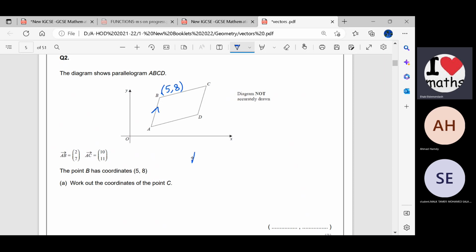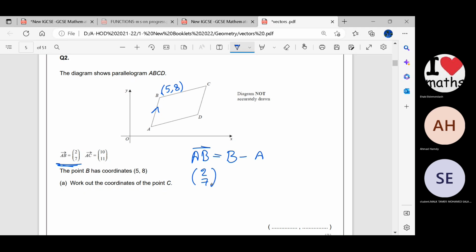حلو, جبتها ازاي؟ خلينا نقولها بس ان ستابس. هتبقى عباره عن كام؟ مين هي الاي بي؟ بي ماينس اي. مش كده ولا انا غلطان؟ مش الفيكتور اي بي هو عباره عن الفاينل ماينس الستارت؟ يبقى الاي بي فيكتور هو عباره عن البي ماينس الاي. طيب مين هو الاي بي فيكتور؟ 2 and 7. والبي كانت عباره عن 5 و8.